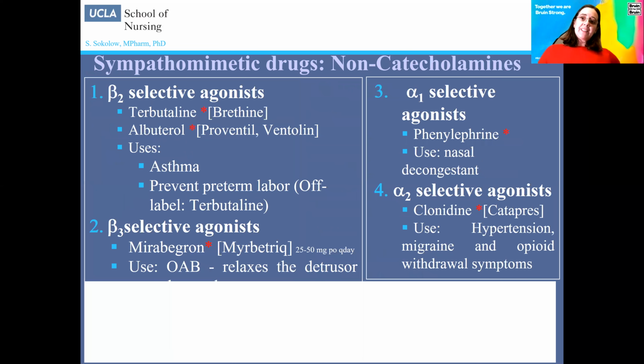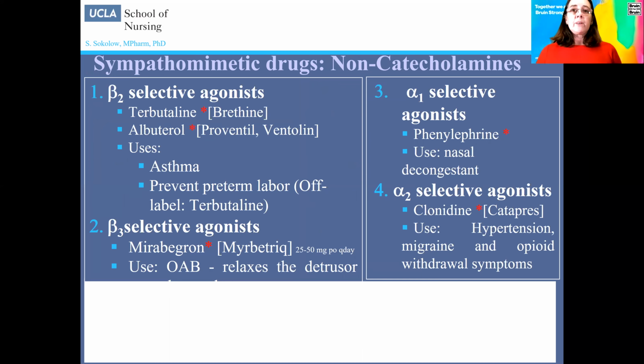Now you have the non-catecholamine drugs. They're still sympathomimetic, so they mimic the effect of norepinephrine, but they are different in their structure. If you remember the chemical structure I showed you, all the catecholamines have the same ring and the same ethanolamine function. These ones are different.